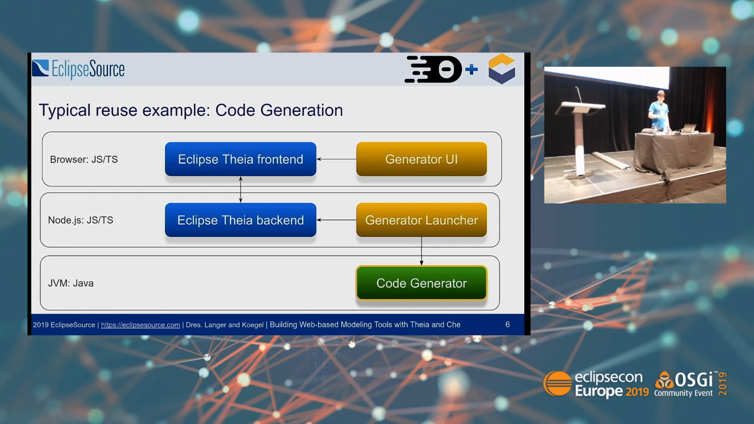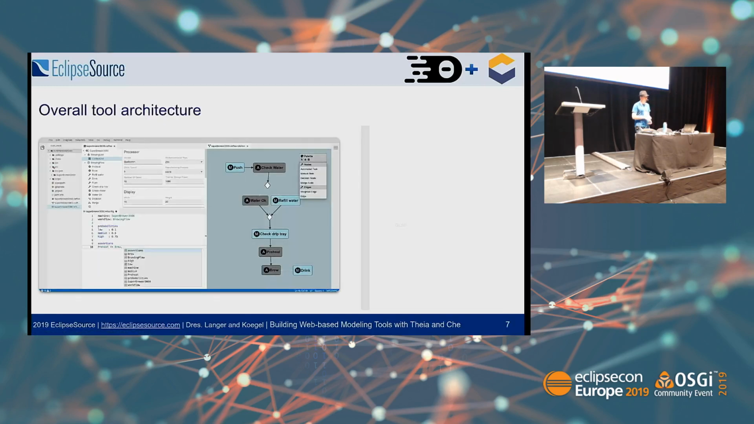Actually, I think it's representative for many functionalities of this kind. And the code that you need for that is quite minimal. Most of the code will be in the code generator, and you will reuse it. You need to add a little bit of code to the code generator to be able to call it from outside. And this launcher and generator UI are really a couple of lines of code.